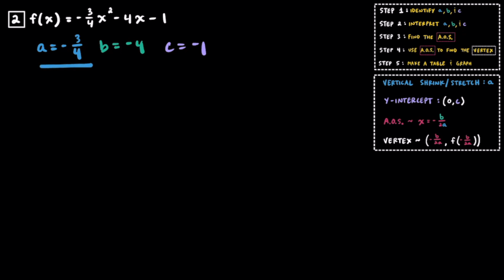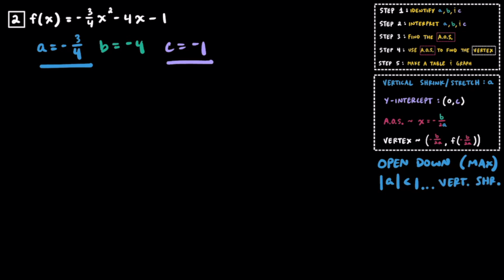Because the value of a is negative, we know this parabola is going to open down. If that's the case, then we're going to have a maximum instead of a minimum. Also, looking at the value of a, the absolute value of it is less than 1, so we know that we're going to have a vertical shrink. Basically, this parabola is going to be wider than normal.